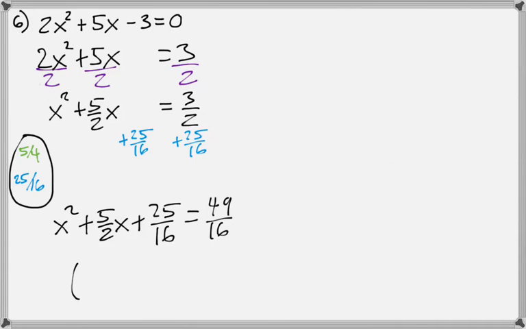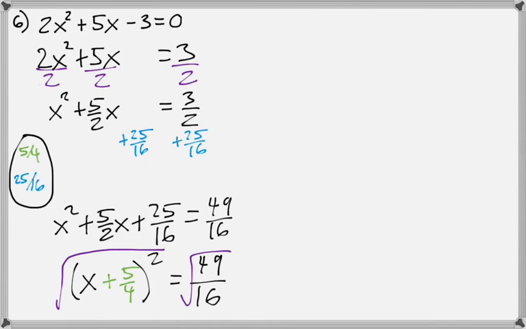So the left will turn into x plus 5 over 4 squared, and again that's where we see this number again, is equal to 49 over 16. And then we can take the square root of both sides.